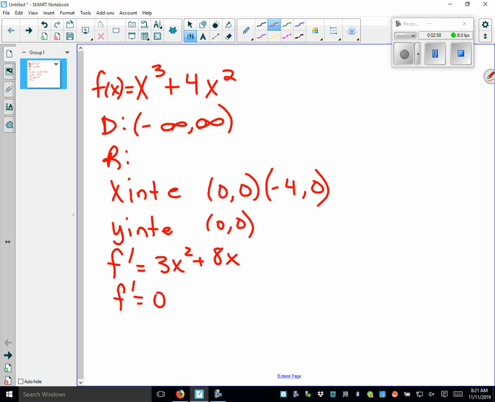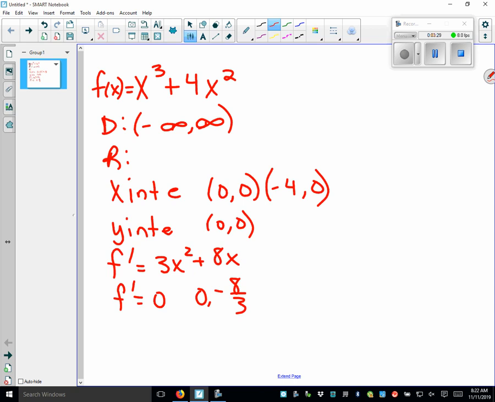We could probably solve that one then. Well, I know 0 is one of them. Negative 8/3. Negative 2.66 repeating. I got that because I set it equal to 0. That's how I got it.